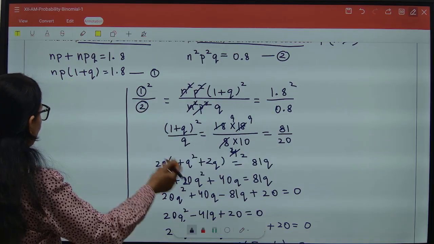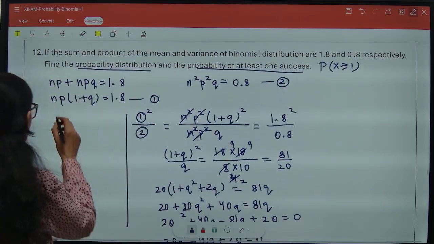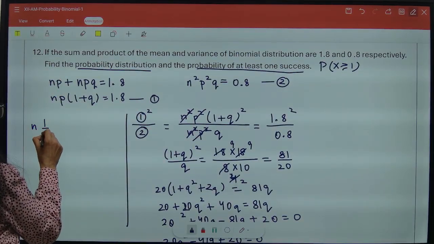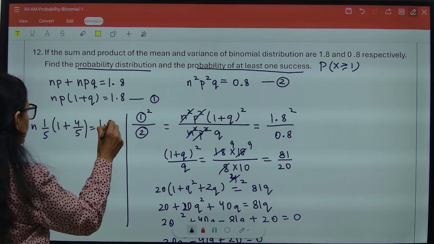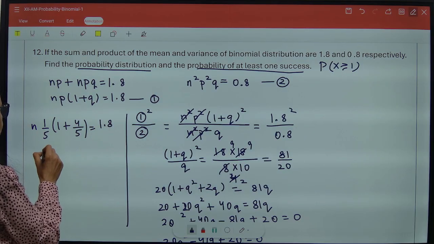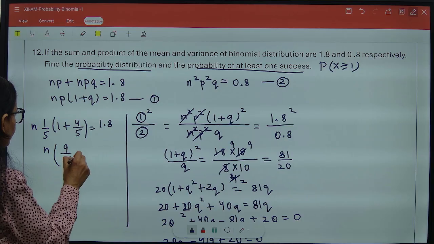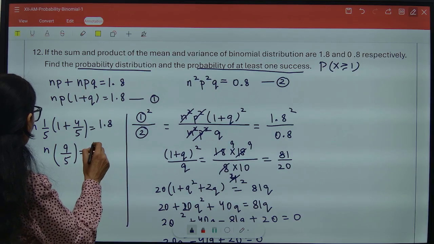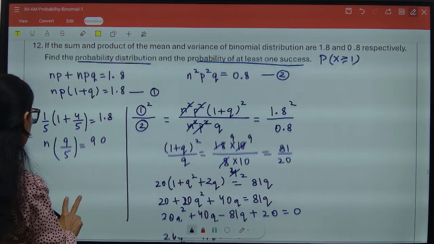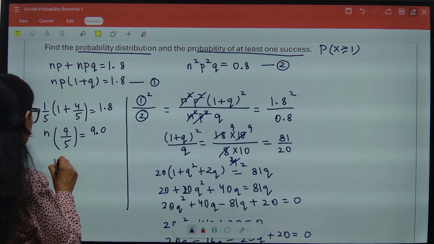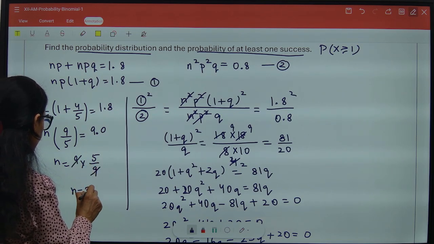So let's put both the values of p and q in equation number 1. So p is 1 by 5, q is 4 by 5. Yes? So now this becomes n into 9 by 5, and 1.8 into 5 becomes 9.0. So that means n is 9 into 5 by 9. 9 gets cancelled, so the value of n comes out to be 5.